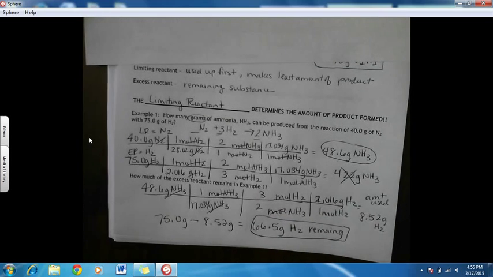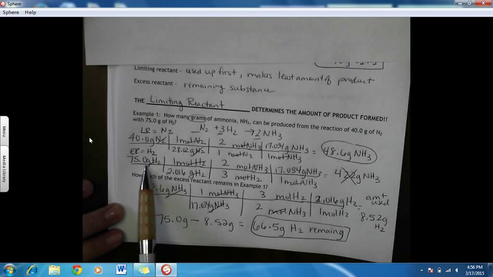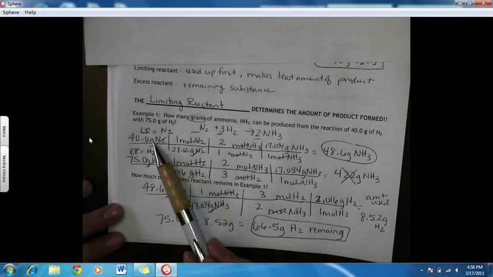and that is to convert your 40 grams of nitrogen to hydrogen to determine how much would be required, again, how much is used to react with 40 grams of nitrogen. You would get the same amount and then you would subtract.